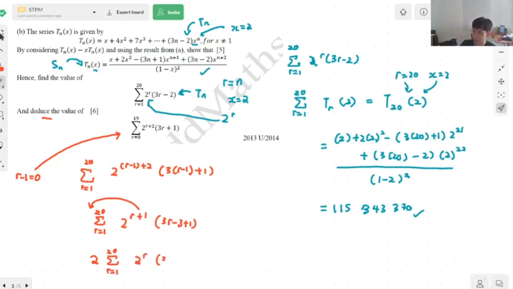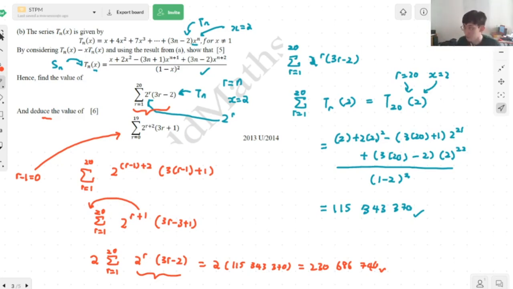Alright, 3r minus 2. As we can see, this part here is actually your top part. So it means that it's 2 times the 115,343,370. So at the end of the result, you will get 230,686,740. This is your answer. Alright, so that's all for this question.